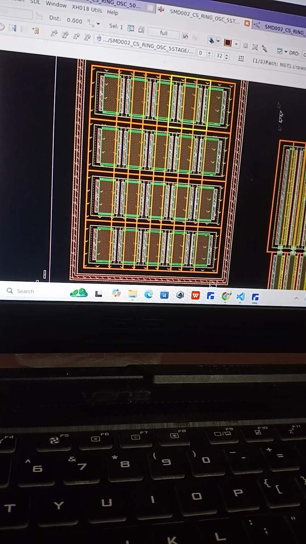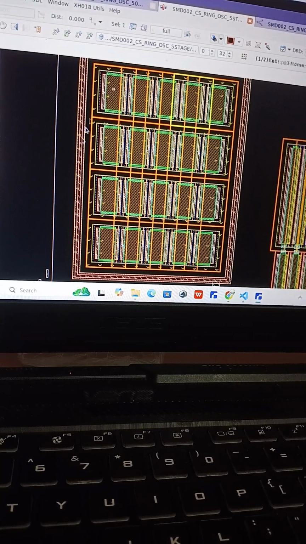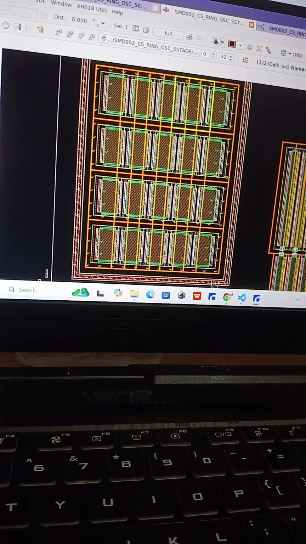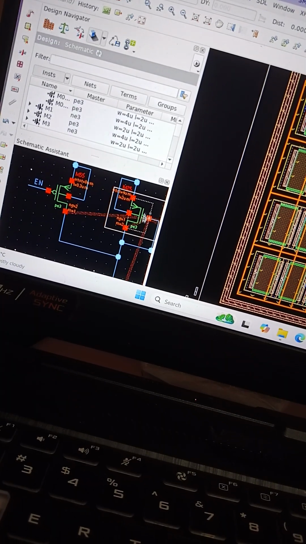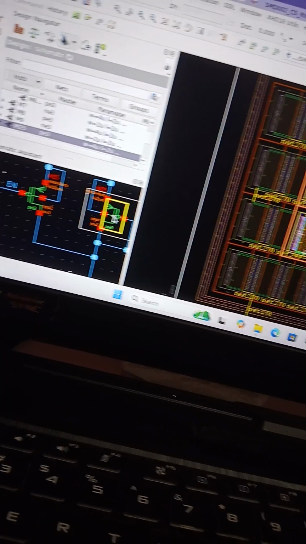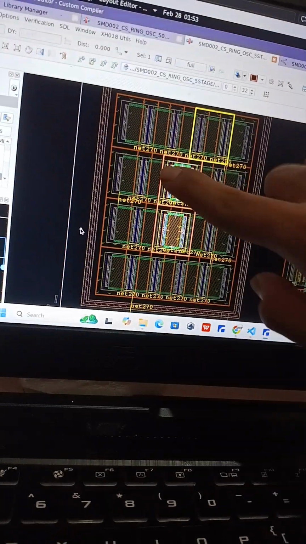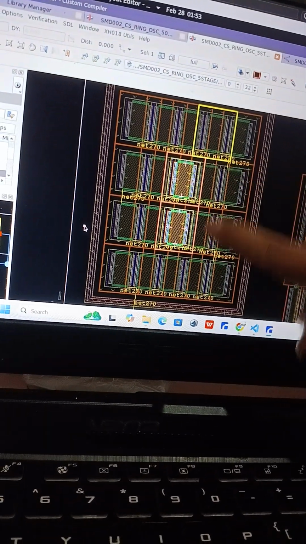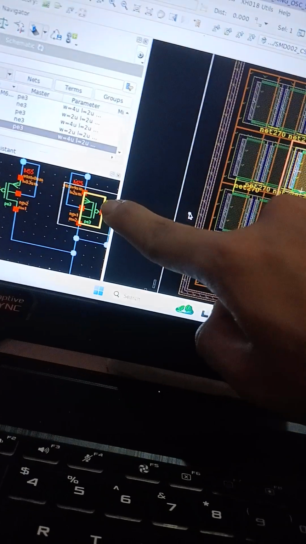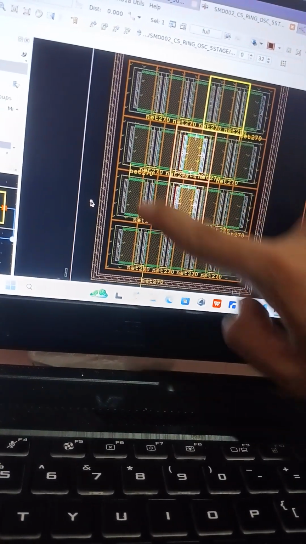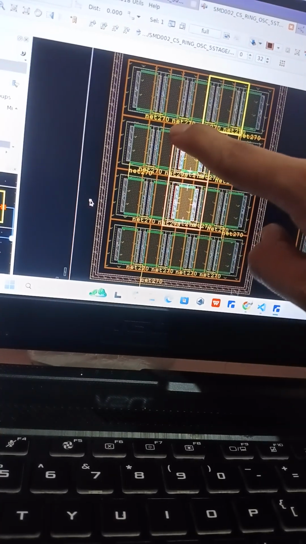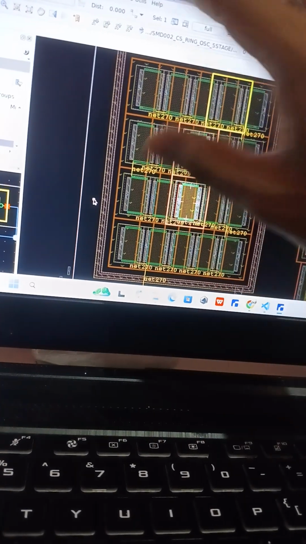Like this thing is actually a common centroid matching, we call it. So common centroid means I put the reference circuit, this is the reference circuit, this one. You can see what is highlighted is actually the reference circuit when I click here. So the rule of thumb is the reference should be at the middle of the block here.